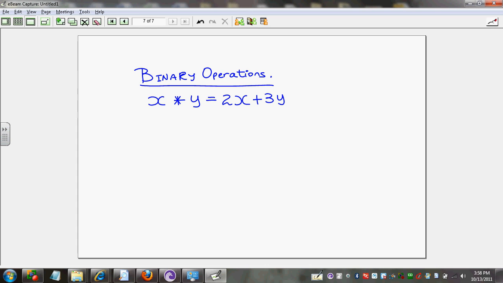Find 1, the first thing we have to find, 4 asterisk 5. That's the first thing we have to do, is find 4 asterisk 5. And the second thing we have to do, part 2, after we do that, is to find 3 asterisk 4 asterisk 5. Those are the 2 things we have to do.